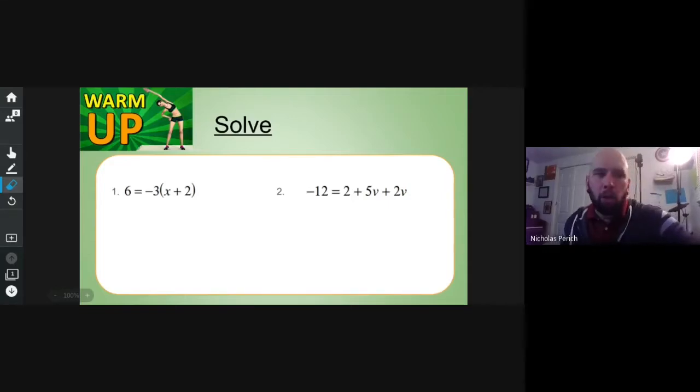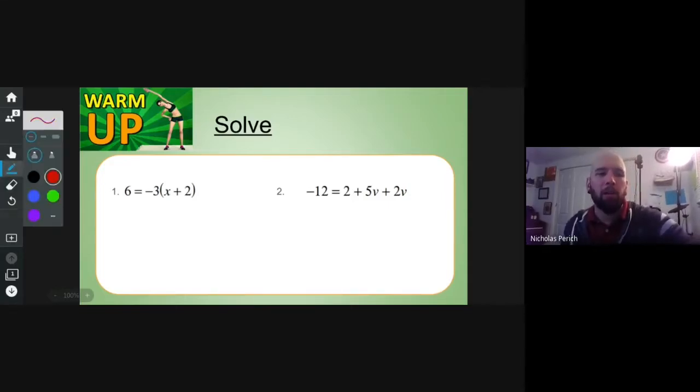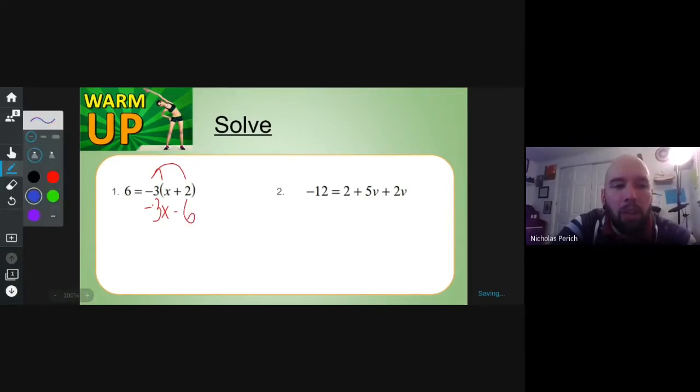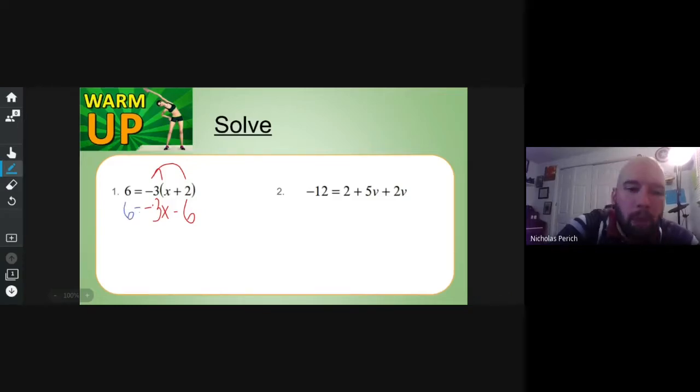This is stuff that you can look at and be like, oh, this is easy. I look at this stuff and I laugh. -3 is being multiplied to a parentheses. What does that mean? Distributive property. -3 times x is -3x. And -3 times 2 is -6. And on the left side, what didn't change is 6 equals.